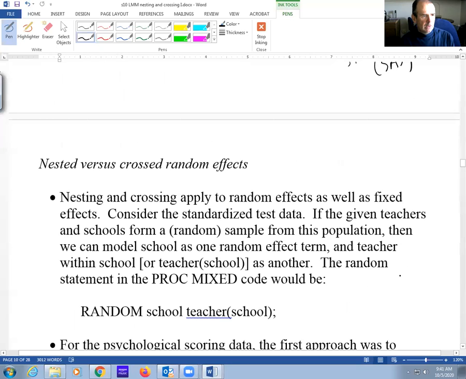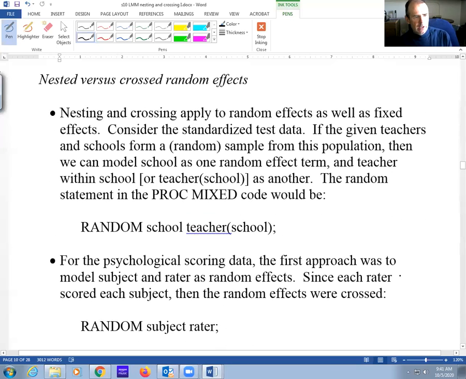Okay, nested versus crossed random effects. We talked about the crossed subject and rater, where every rater saw every subject, and so those are crossed factors. If you have a situation where you have different schools and teachers are nested within schools, then the way you would write that would be like this.